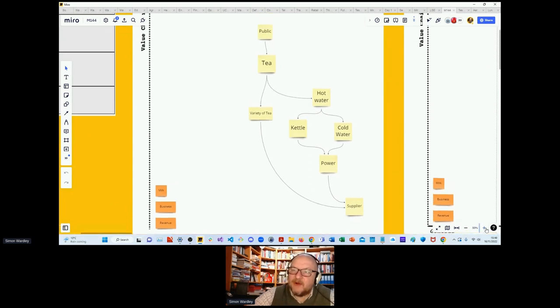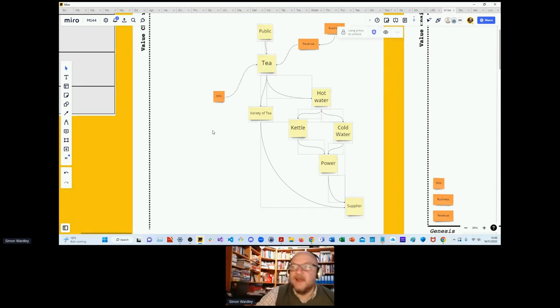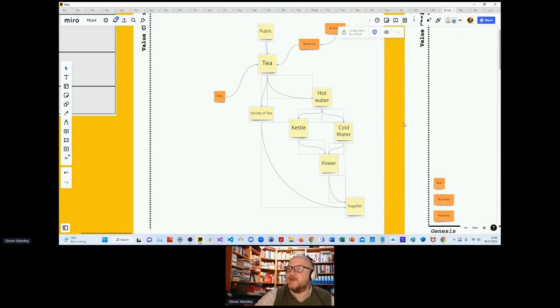And we might go, oh look, we've got the business. So we're going to bring the business in here. We're going to say they want revenue, so we're just going to simply click those. Revenue comes from selling cups of tea, but we've only got tea. We haven't got cups on there. Well, we better put cups in at some point. We've got to put some milk in, possibly, something along those lines.